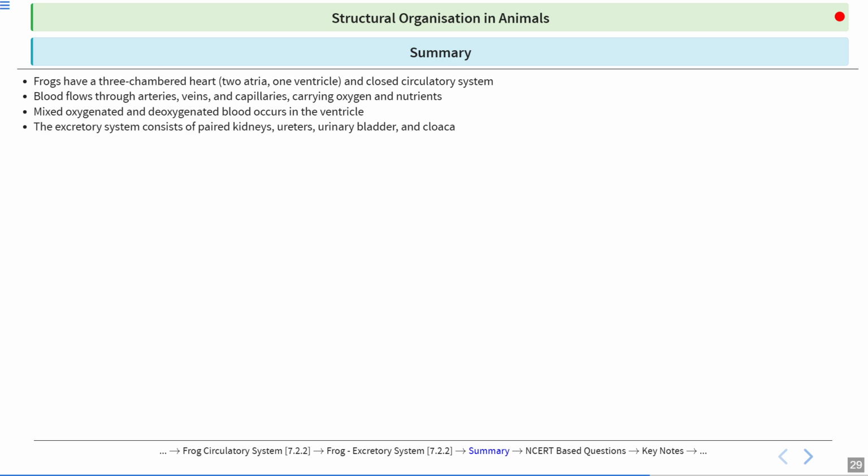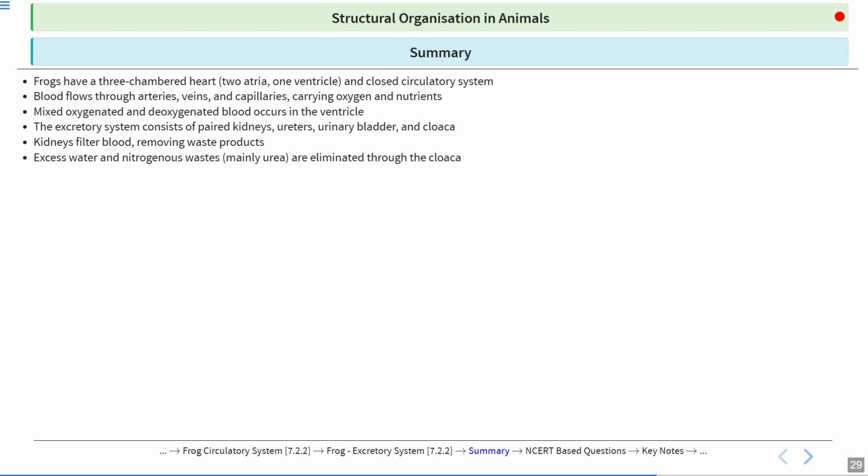The excretory system consists of the paired kidneys, ureters, urinary bladder and cloaca. These are the different parts of the excretory system. The kidney filters the blood and removes the waste products from the body. Excess water and nitrogenous waste substances, mainly urea, are eliminated through the cloacal region.